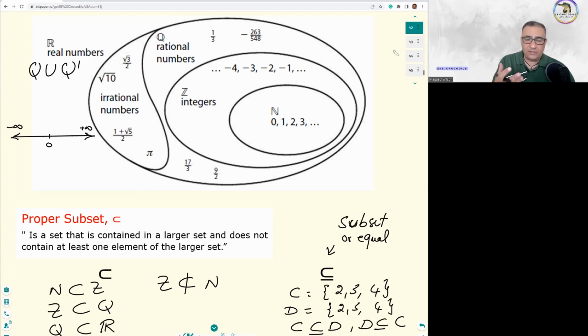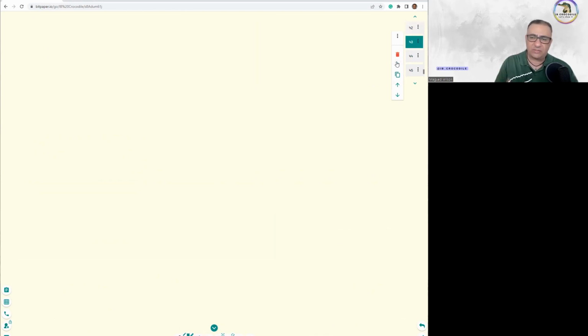Now, the next set, just to complete the story, is the set of complex numbers, and this is not included in the standard level. If you take IB standard level, you will not deal with complex numbers, but if you are high level, you will deal with complex numbers. So let me just quickly give you some highlights on the complex numbers.